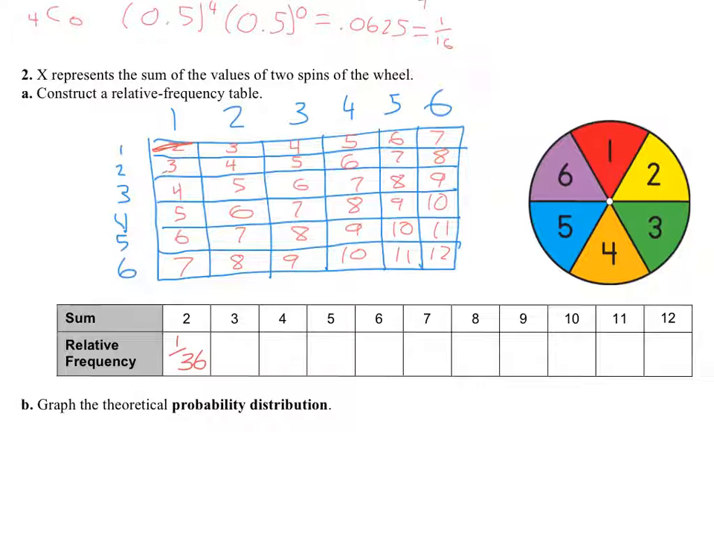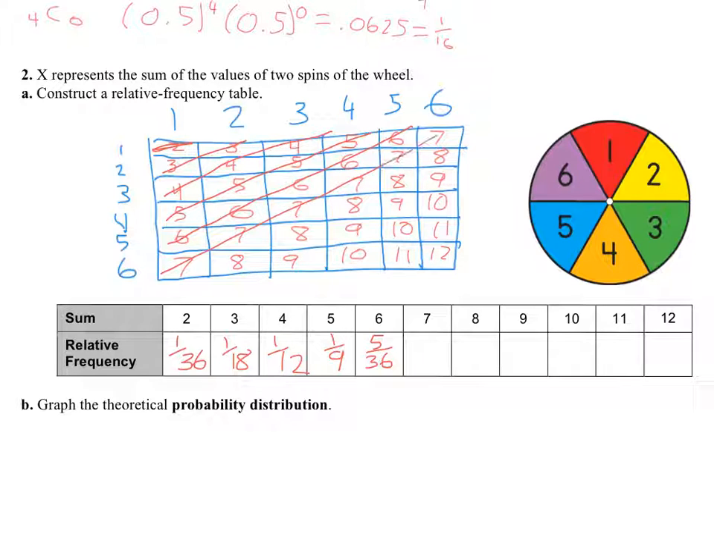Okay, there are 2 ways to get a 3. 2 over 36 is 1 over 18. There are 3 ways to get a 4. 3 over 36 is equal to 1 over 12. There are 4 ways to get a 5. 4 over 36 is equal to 1 over 9. There are 5 ways to get a 6. So that one doesn't reduce, 5 over 36.